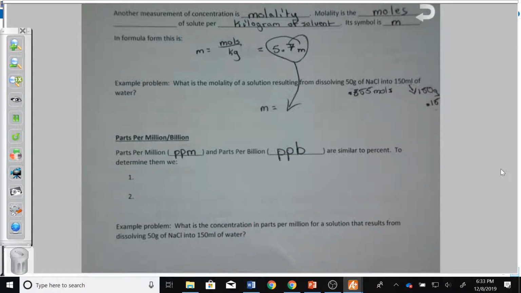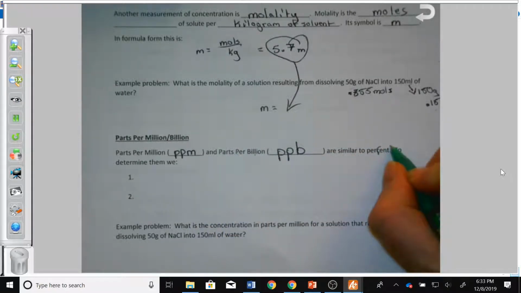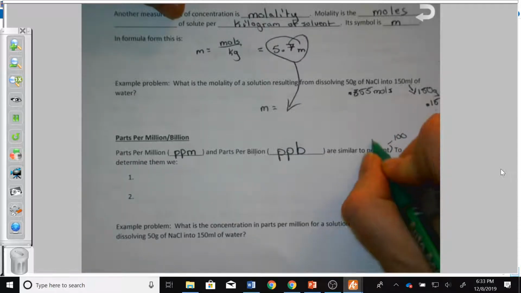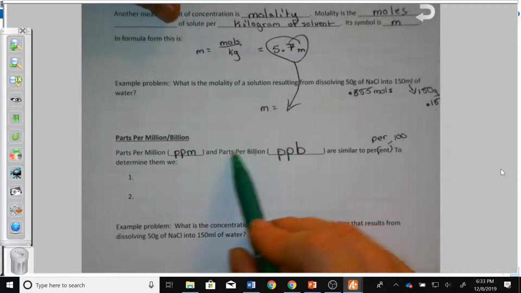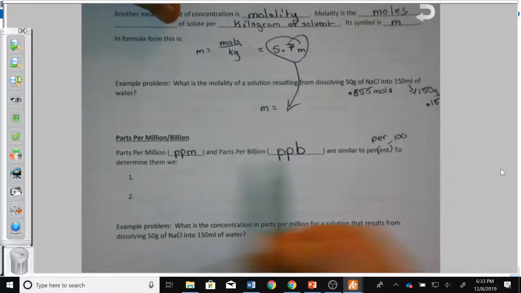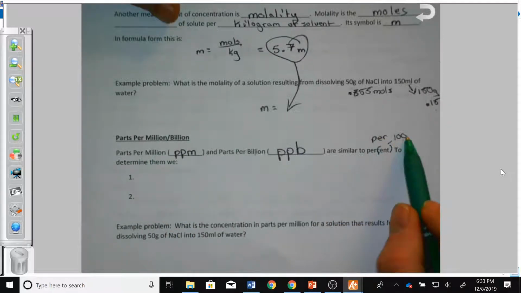Those two things are similar to percent. In fact, the name percent, cent means 100. So a percent is a per 100, just like a per billion would be per 1 billion, and parts per million is per 1 million.